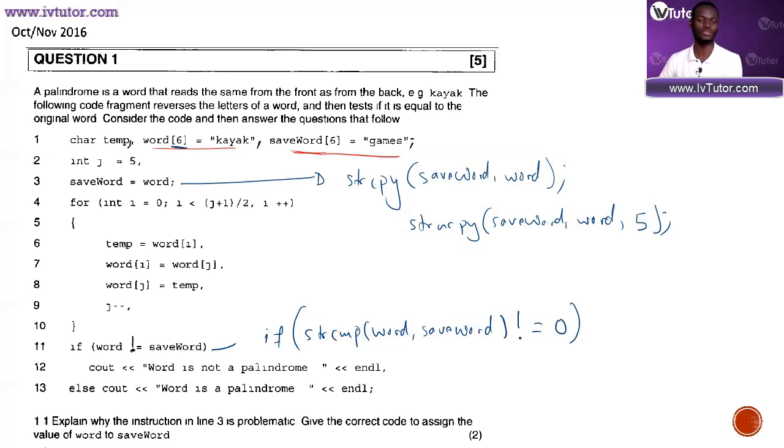So if you say if equals 0, you're saying if they are equal. If you say if it's not equal to 0, then you're saying if they are not equal. So that is how you can then replace your if statement here if you're dealing with C strings.